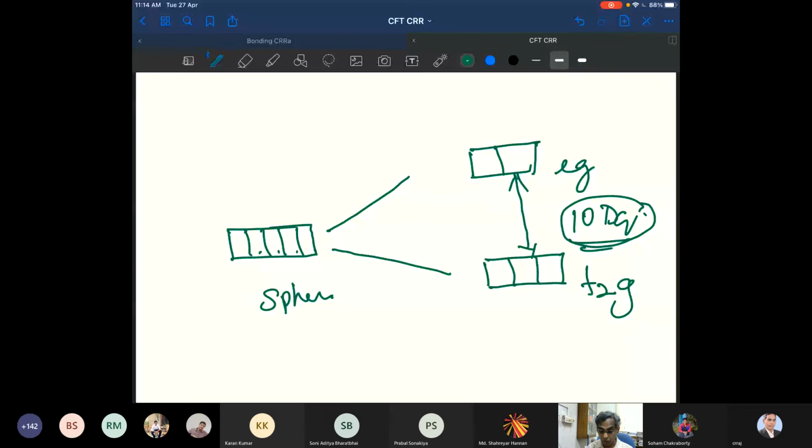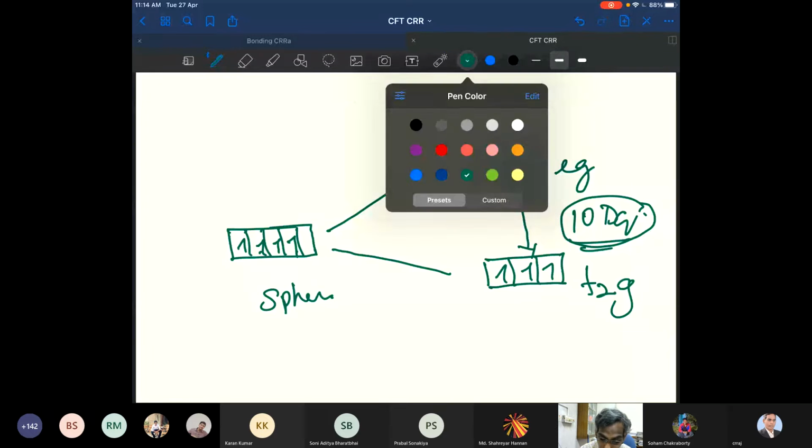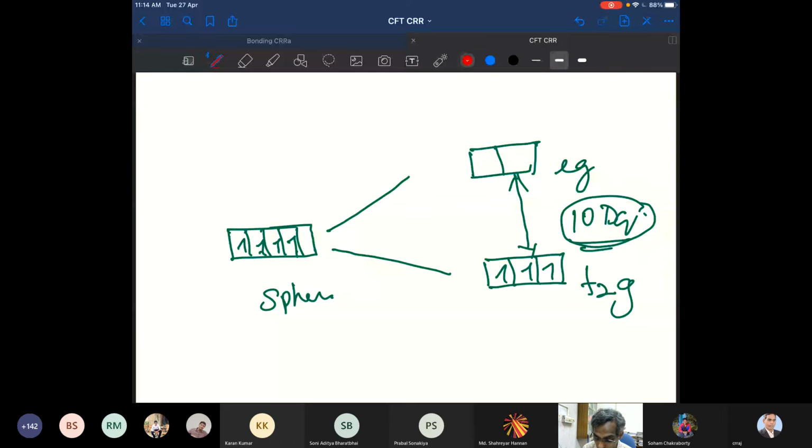Now say, for example, I have 3 electrons. Where will these 3 electrons go? Obviously here. Again, we'll talk about the strength of the ligand. When I have a fourth electron, where will it go, to the T2G orbital or the EG orbital? That will be decided by the nature of the ligand. Okay, I hope you got it.